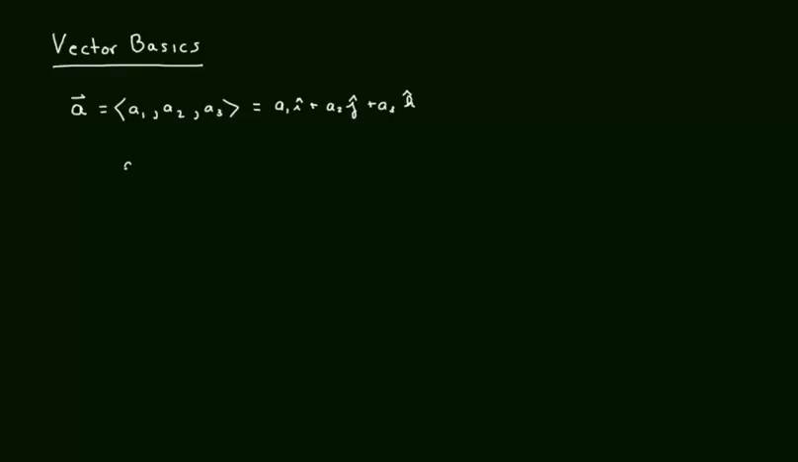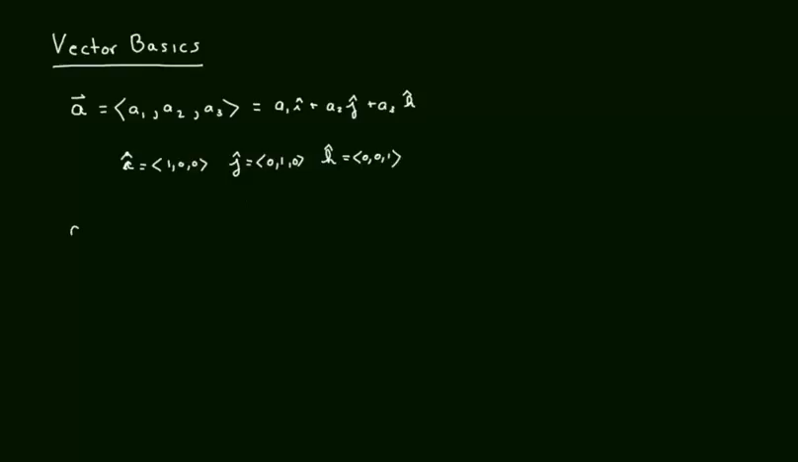Just as a review, unit vector I with the hat is the vector 1, 0, 0. Unit vector J is 0, 1, 0. And finally, unit vector K is 0, 0, 1.